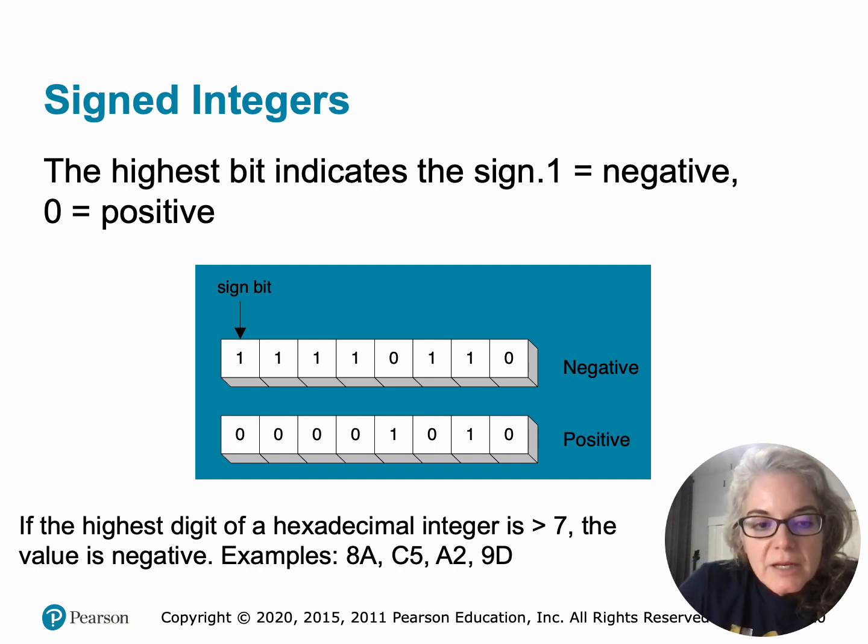First of all, you'll be told if this is a signed integer. If it is a signed integer, then look at the highest bit. If it's a 1, it's negative. If it's a 0, it's positive. If the highest digit of a hexadecimal integer is greater than 7, then it's going to be negative. So, for example, 8a would be a negative number, C5 would be negative, A2 would be negative, 9d would be negative.